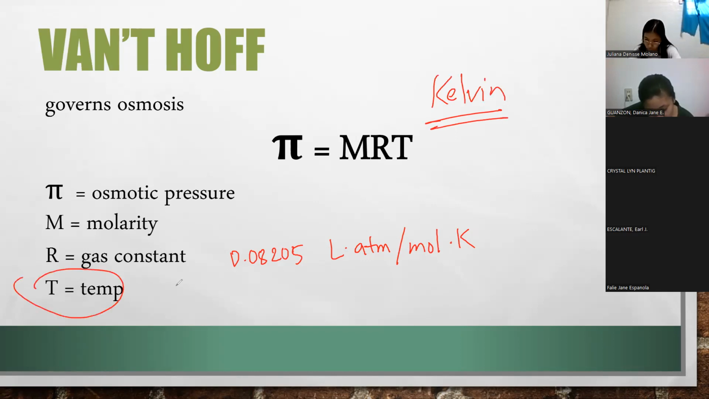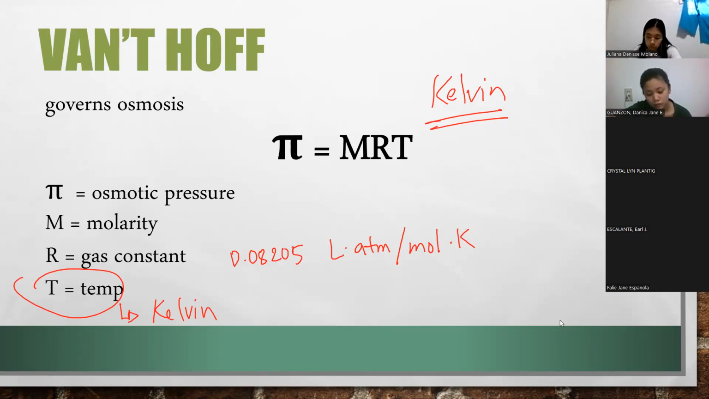Kasi for the temperature sa Van Hoff, you have to convert first the temperature to Kelvin. Do not forget that. The temperature should be in Kelvin. If it is in Fahrenheit or in Celsius, you really have to convert. Okay, convert everything to Kelvin before proceeding in the computation of the osmotic pressure. You have to memorize this gas constant, ha? 0.08205 liter ATM per mole K.